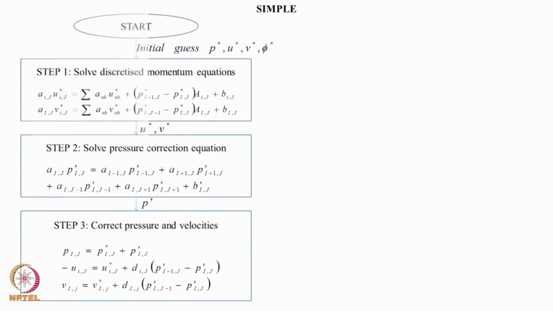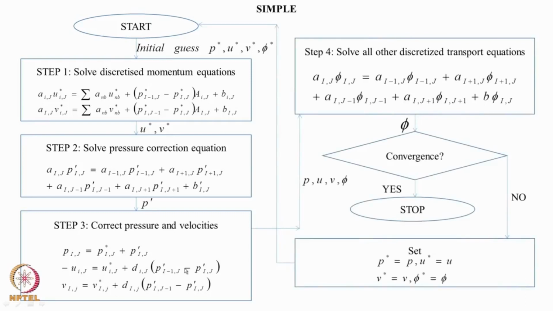In terms of a flow chart, it is shown here. So, we start with the initial guess p star, u star, v star and any other scalar that is generally written as phi and phi star. So, you solve the discretized momentum equation, you get u star, v star, solve the pressure correction equation, you get p prime, then you correct pressure and velocity as shown here, then solve all other discretized transport equations which are meant for any other scalar variable. We are still following the same procedure as we did for pressure or velocity variables.